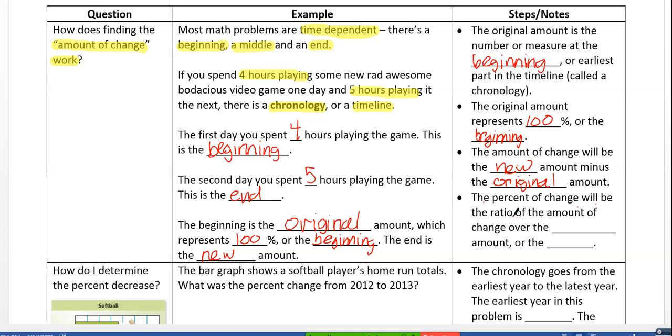The percent of change will be the ratio of the amount of change over the original amount, or the what? Beginning.